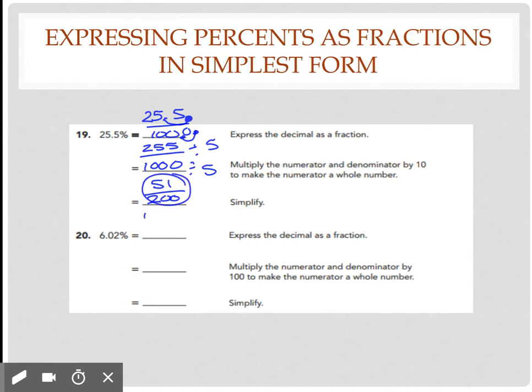In number 20, we have a different scenario here. We have 6.02 over 100. Notice our decimal needs to be moved 2 times here. So that invisible 1 in 100 also needs to be moved 2 times. So we're adding 2 zeros. We get 602 over 10,000. And to simplify, I'm going to divide by 2. 602 divided by 2 is 301. And 10,000 divided by 2 would be 5,000.